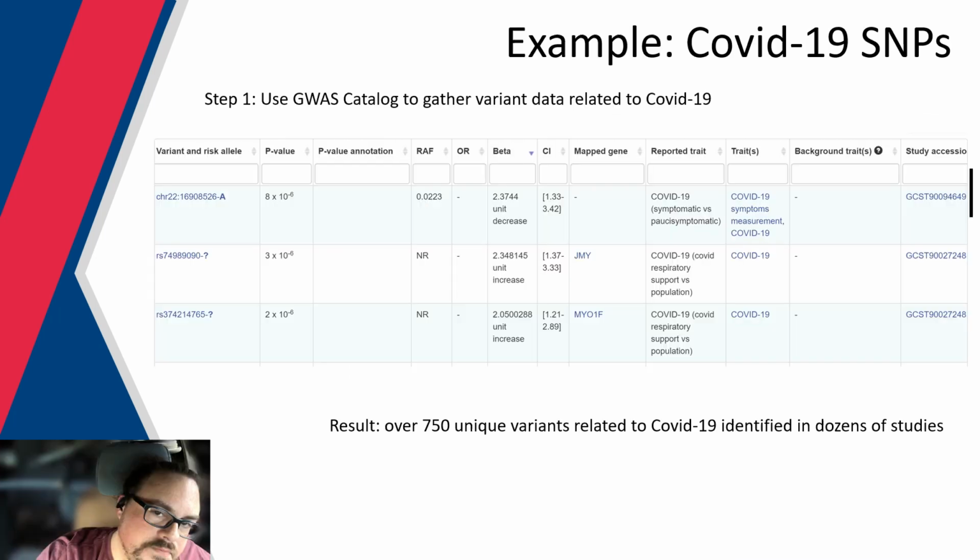So, as an example, looking at COVID-19, when we look in the GWAS catalog under COVID-19, we get back over 750 genetic variants.